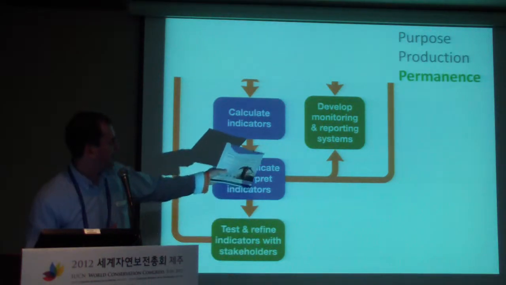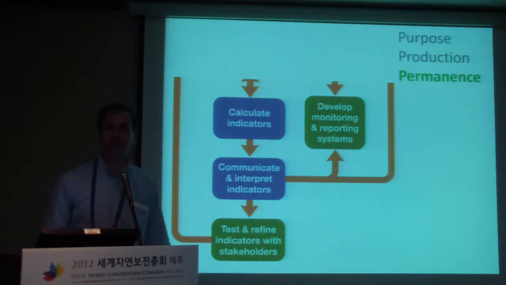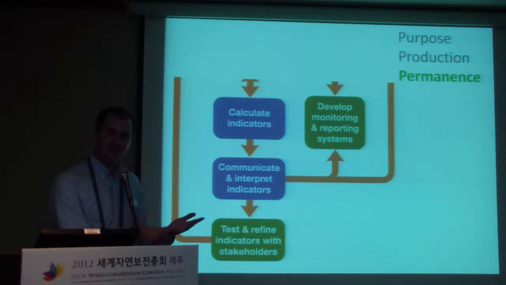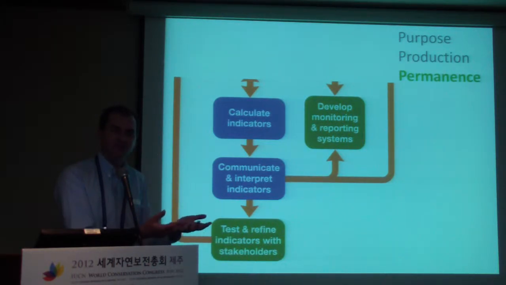In the other box here, develop monitoring and reporting systems. So for the permanence of your indicators, you need to have the champion, the person who's responsible for it. And there are two parts to that. There's monitoring to gather the data, to collect the numbers, and then there's reporting to actually produce it in a way to communicate it. And so you need to have that institutional responsibility.